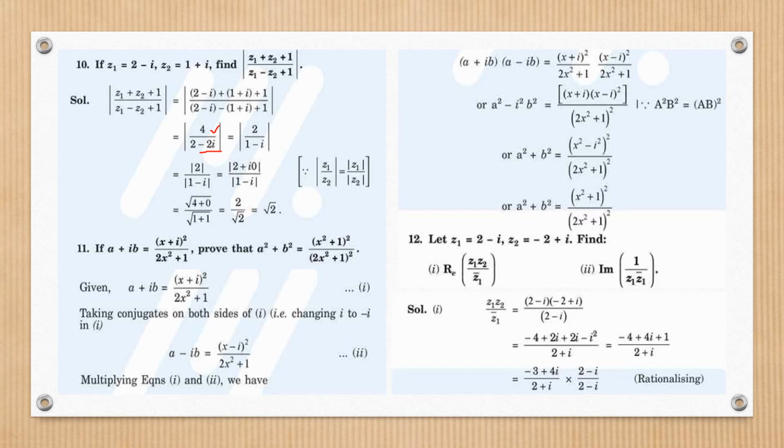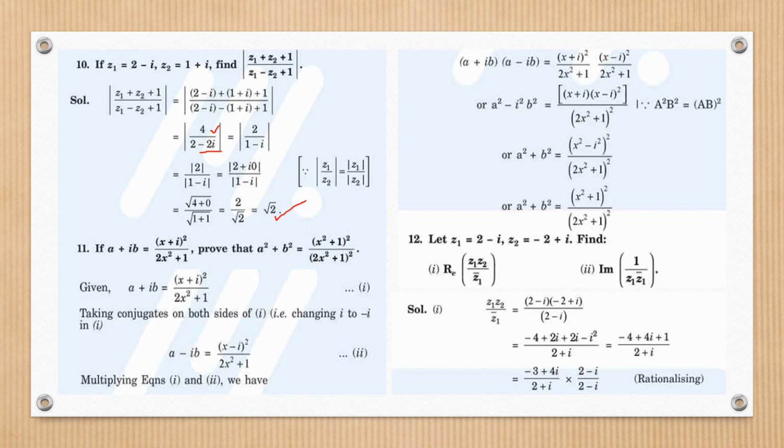So either you can rationalize it directly here, or you can separate the modulus like this here. The property used is: z1 upon z2 whole mod is z1 mod upon z2 mod. So 2 can be written as 2 plus 0 iota, and this is 1 minus iota. And you know how to calculate modulus: real part square plus imaginary part square, under root. So this becomes root 4 and this becomes root 2. So 2 by root 2 will give you root 2.